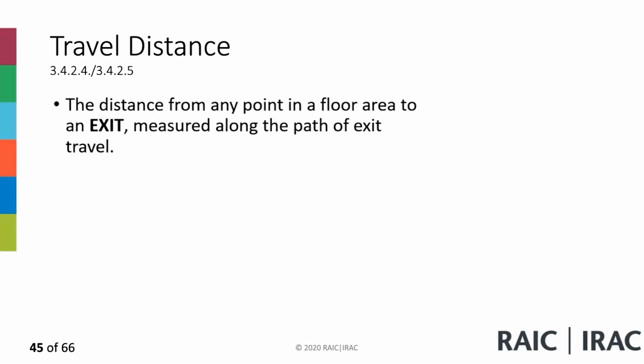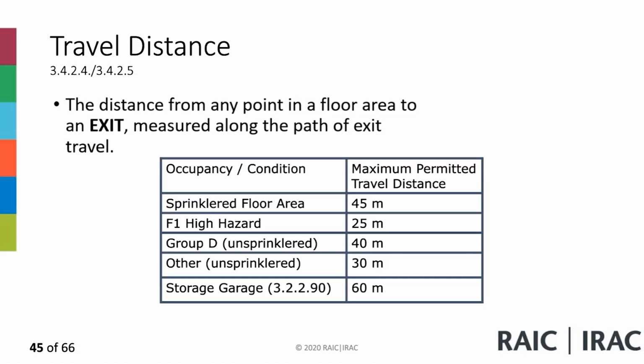That's the travel distance. Depending on each occupancy, the maximum travel distance permitted is 45 meters for a sprinkled floor area. For a high hazard building it is 25 meters. For a group D occupancy it is 40 meters. In unsprinkled buildings, it's 30 meters unless it's a group D occupancy, where it's 40 meters. And for storage garages, under specific conditions permitted for storage garages, it's 60 meters. Remember, that's for an open air garage.